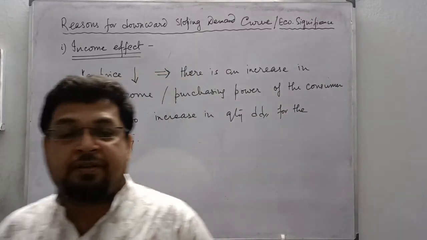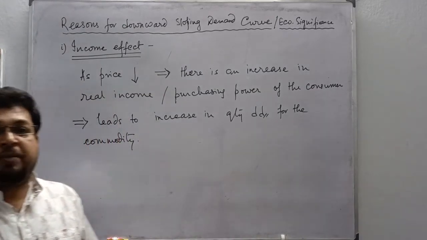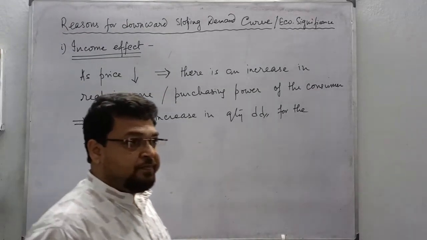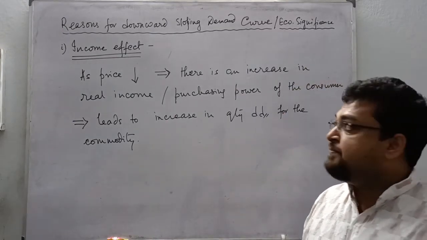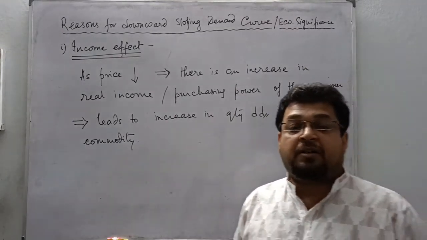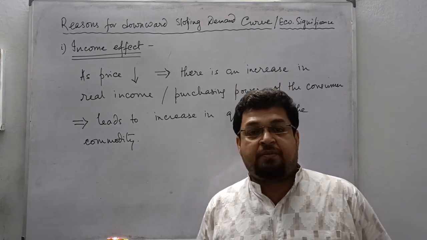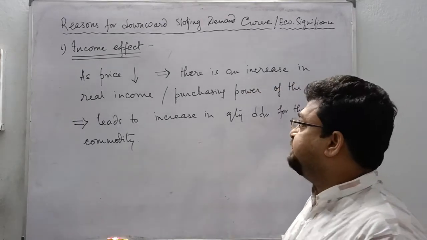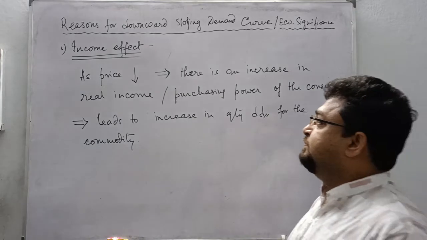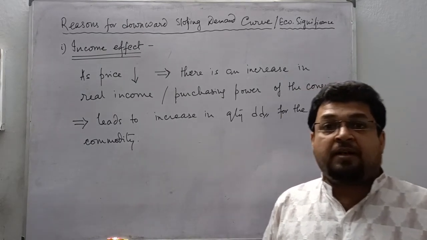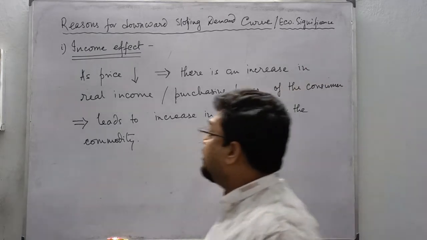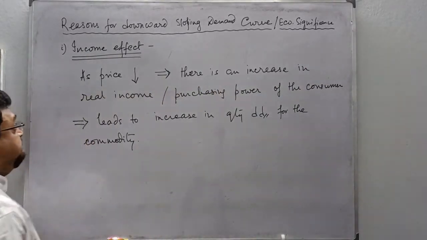Good morning, children. Today, the next topic that we are going to learn is the economic significance, the reason for the downward sloping demand curve, that is the inverse relation between price and quantity demanded. The first effect, or the first reason, we call the income effect. What do we mean by income effect?